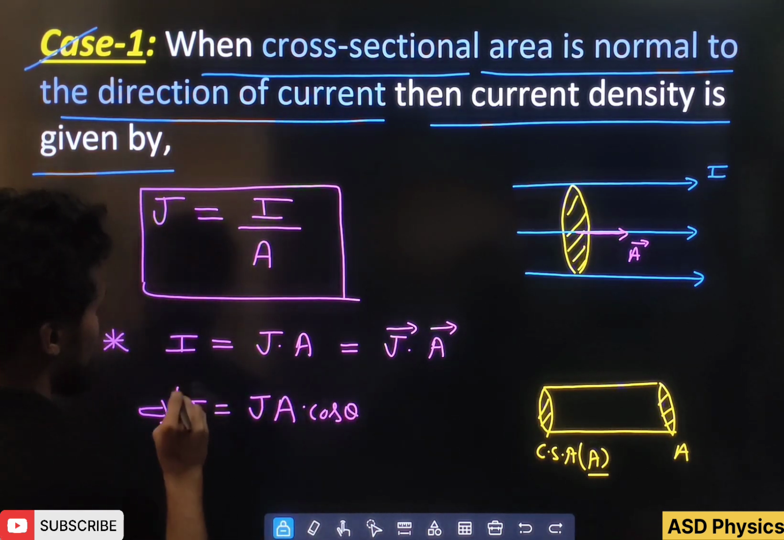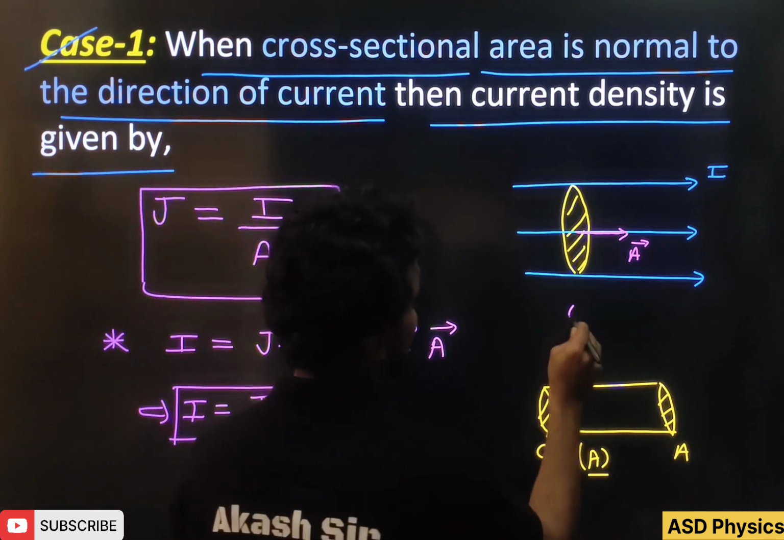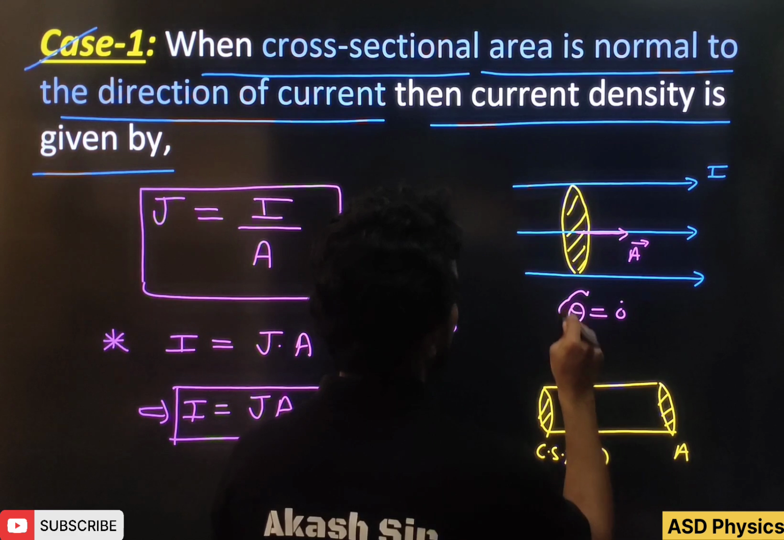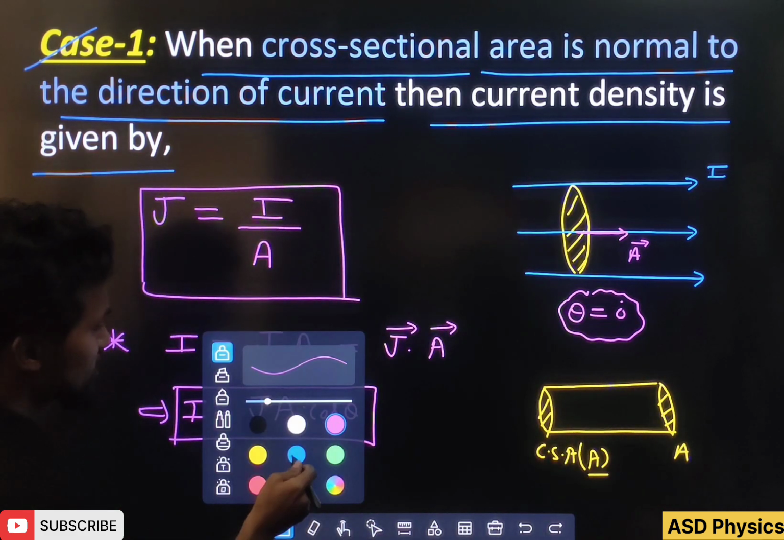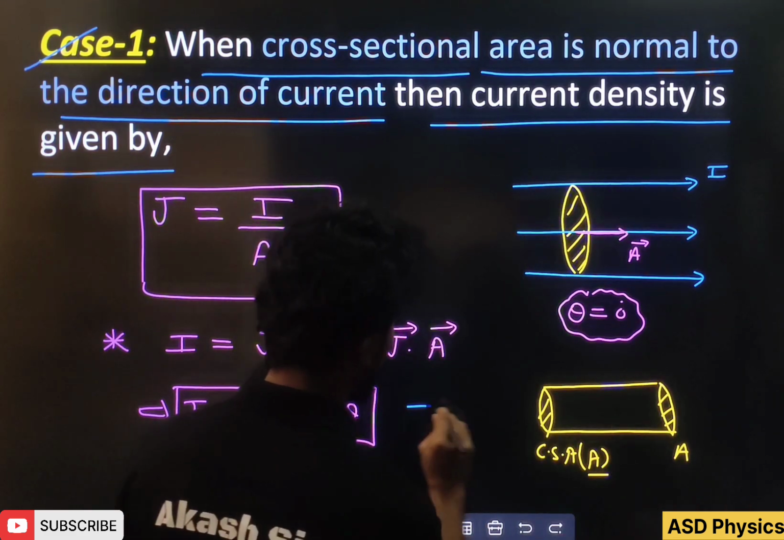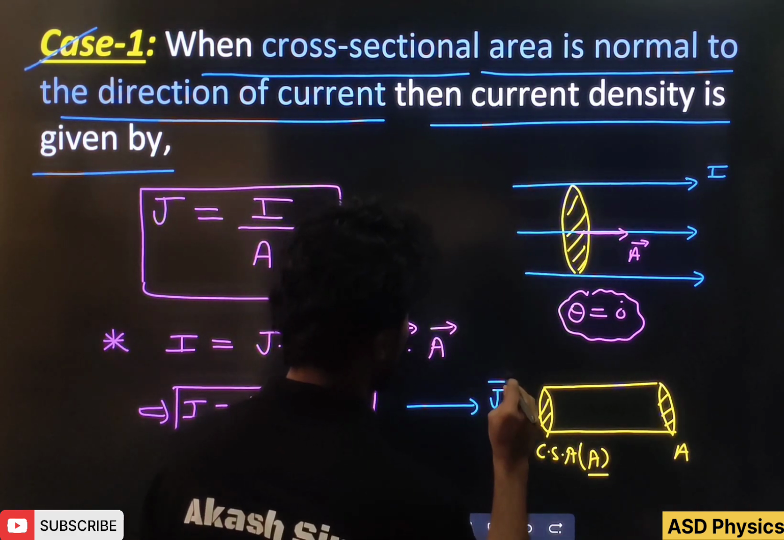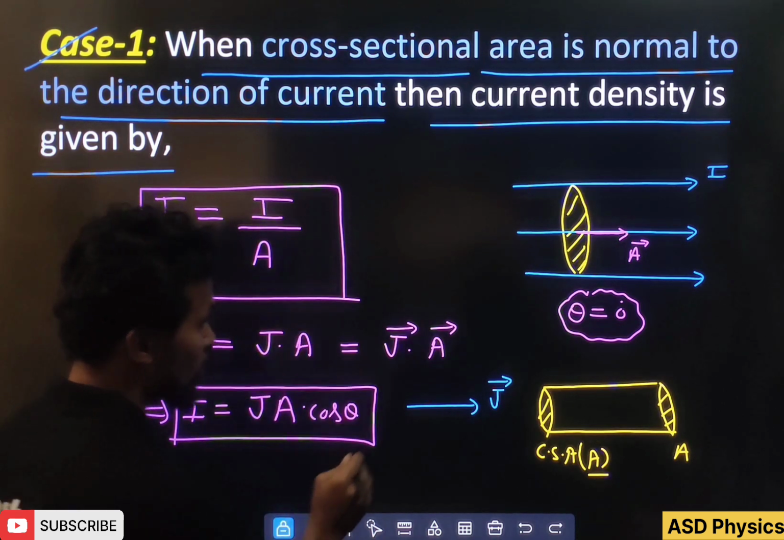But here the theta value is 0 degrees. Why? Because the current is in this direction, and the current density is always along the direction of the current. So see here, this is the current density, and after that what is this?